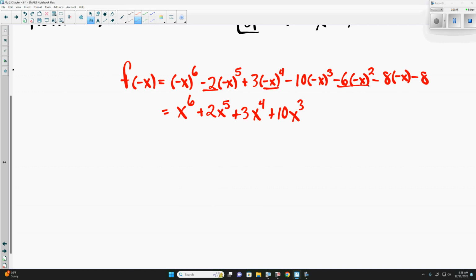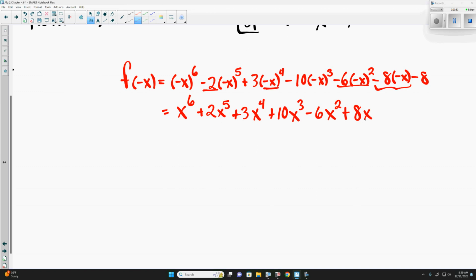Next one we have is negative 6 times negative x squared. Well, we will have x squared, but the negative with it is now positive because it's an even power. Which means our negative 6 in front of it stays negative 6. Negative 8, we can still do the same thing here, because our negative x is to the first power, even though we don't write it. First power is odd, so that negative will stay, and negative 8 times negative x becomes plus 8x.